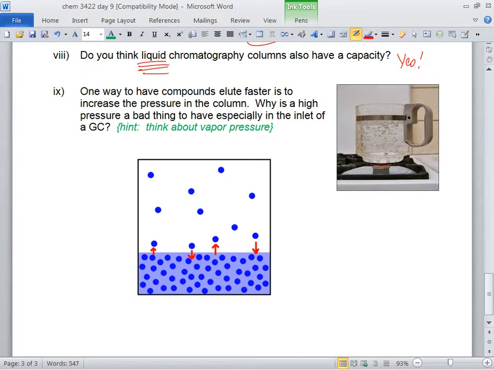Okay, so time is money. And Andy, one way you could lower your bill for paying these guys is just to make stuff elute faster. You can just crank up the pressure in the column, because you have all these little buttons on the GC you can set, and set that inlet pressure really high. Then the flow rates, everything goes up. But why is a high pressure a bad thing to have, especially in the inlet of a GC? Hint, think about vapor pressure. It's a tough question. There's another hint, a little boiling pot there.